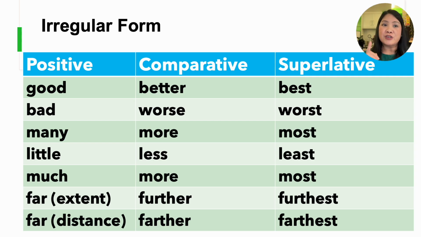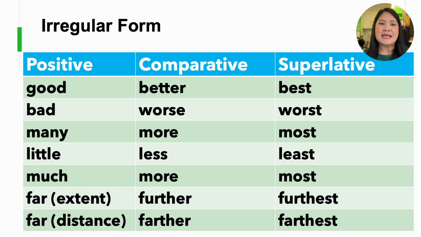Because we have the regular forms, which are two, we have one irregular form. For example, these adjectives, good. We don't say gooder or goodest, but we say good, better, best. Bad, worse, worst. Many, more, most. Little, less, least. Much, more, most.